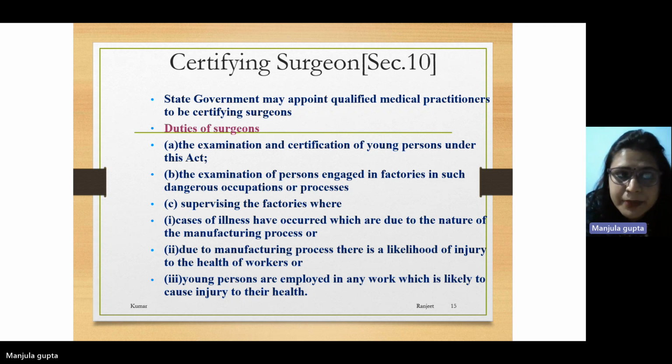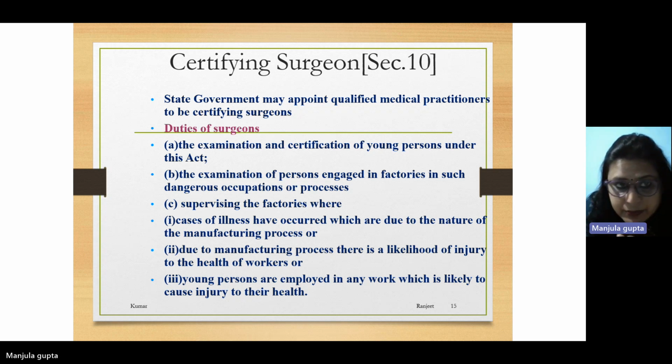occupations or processes, then supervising the factories where cases of illness have occurred which are due to the nature of the manufacturing process, or where due to the manufacturing process there is a likelihood of injury to the health of workers, or where young persons are employed in any work which is likely to cause injury to their health.